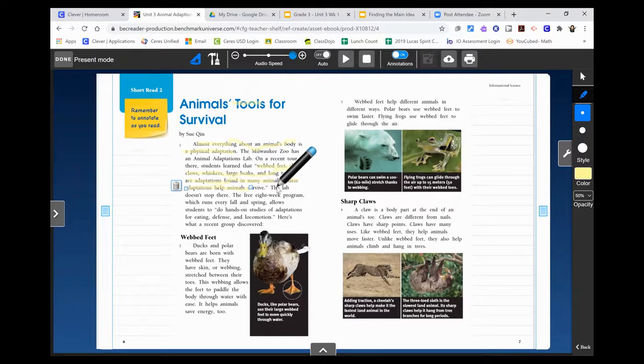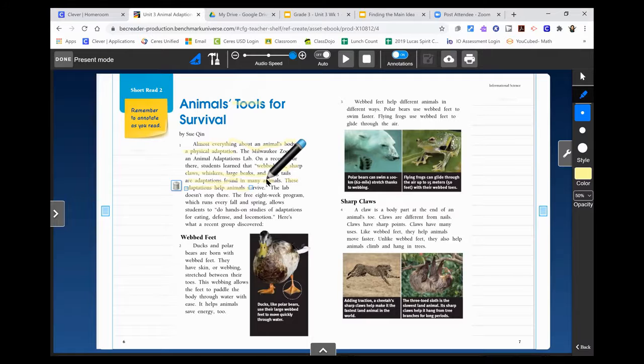Let's keep reading. The lab doesn't stop there. The free 8-week program, which runs every fall and spring, allows students to do hands-on studies of adaptations for eating, defense, and locomotion. Here's what a recent group discovered. Okay, so it's definitely interesting that the Milwaukee Zoo has an animal adaptations lab, but that's not an essential part of the text. This text is about animals' tools, not the zoo or the lab. So I'm not going to highlight anything else.